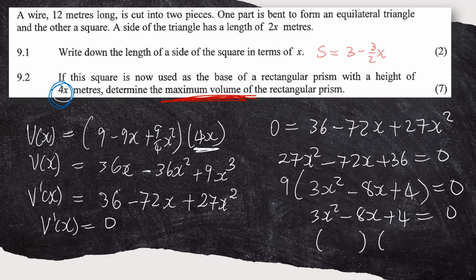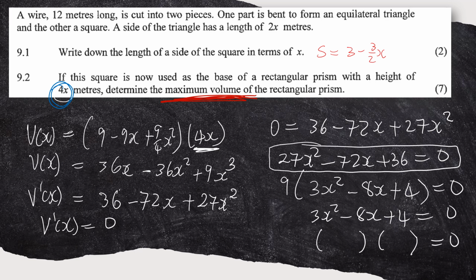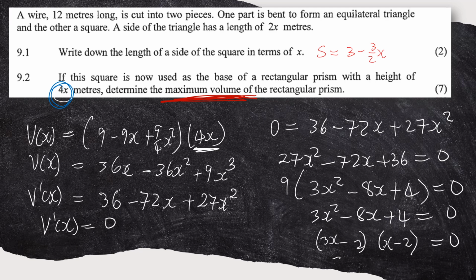0. You can open two brackets, or if you don't want to do this, you can use your quadratic formula at this step and get your x values. In this case I can choose to just factorize 3x and x. Then 3 times 2 is 6, plus 2 gives 8, so it's 2 and 2, minus and minus. So you have 3x minus 2 equals 0, or x minus 2 equals 0. Then x will be equal to 2 over 3, or x is equal to 2.